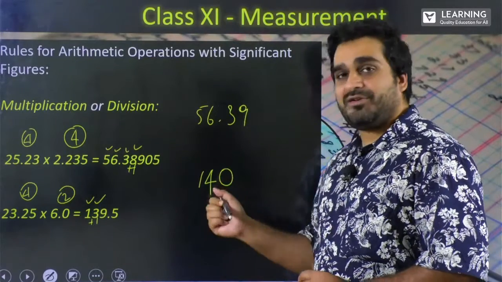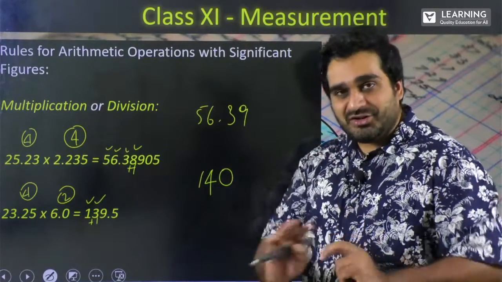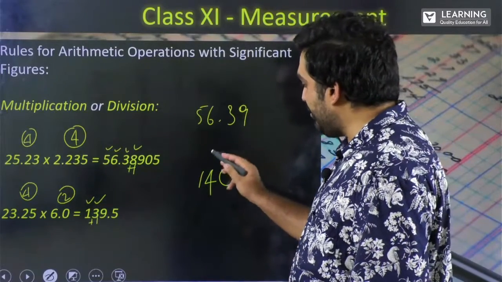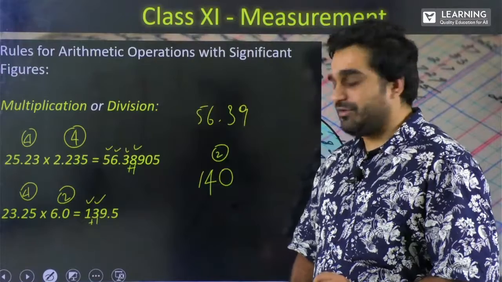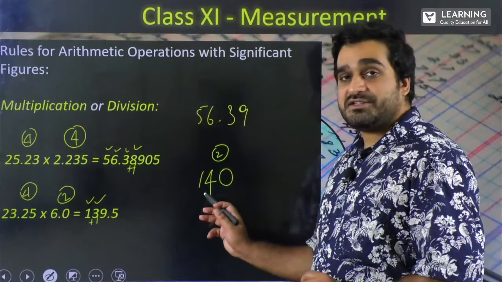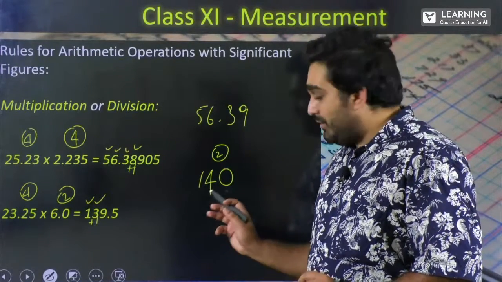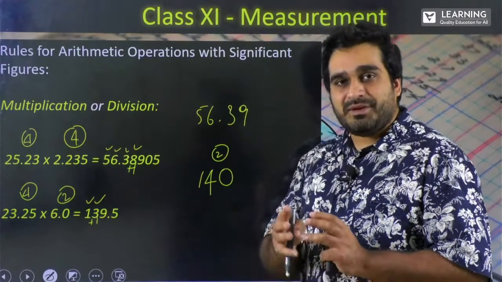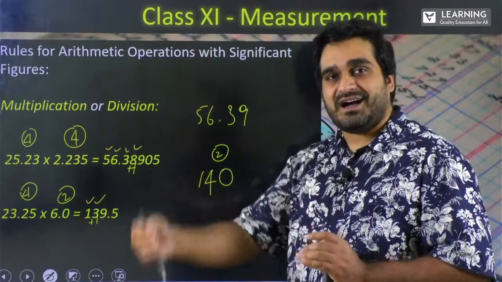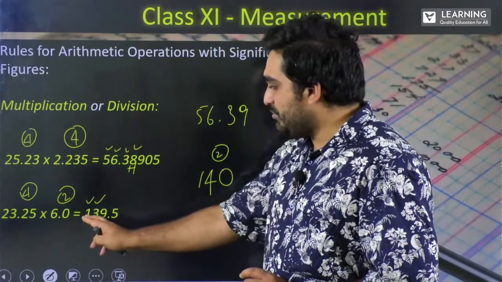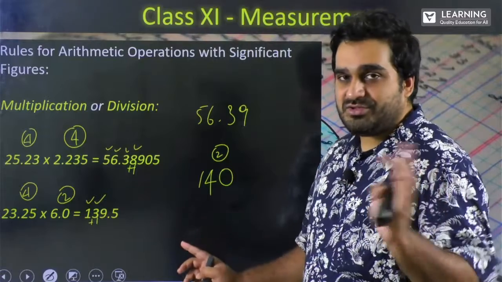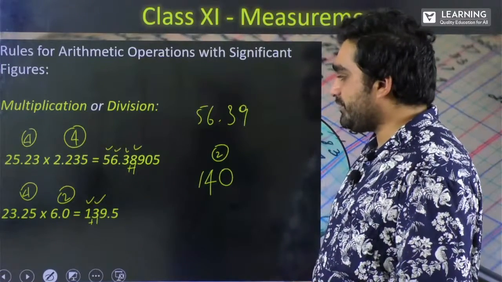This 0 is a trailing 0. It does not count as a significant figure, which means the number of significant figures is still 2. This 0 is added to make sure the number is in the same place value: units, tenths, hundreds. Units place, tenths place, hundreds place. The 0 has no significant value.